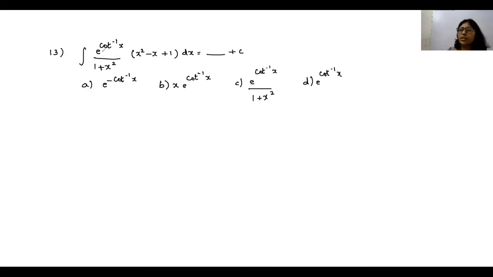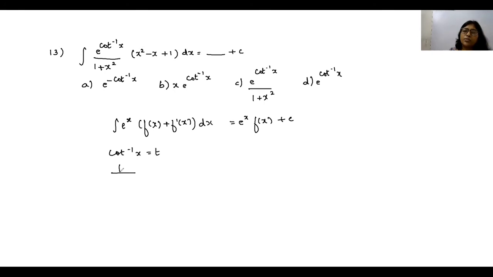This is a question of the kind e raised to x into fx plus f dash x, wherein our answer is e raised to x into fx plus c. But then it should be a simple term here. It cannot be cot inverse. So let's first substitute cot inverse x as t, so that the derivative is minus 1 upon 1 plus x square dx is dt. So cot inverse x is going to become t. X will be cot t.